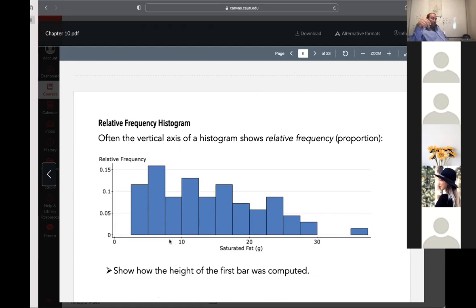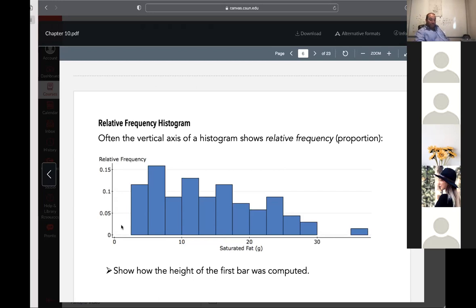In order to compute the relative frequency histogram, you have to know first the total number and all the frequencies individually. Because if you don't know the total is 69 and you don't know there's 8 in this one, you can't divide them because you don't have the numbers in the first place. So you need all the same information, but you get a different y-axis scale.